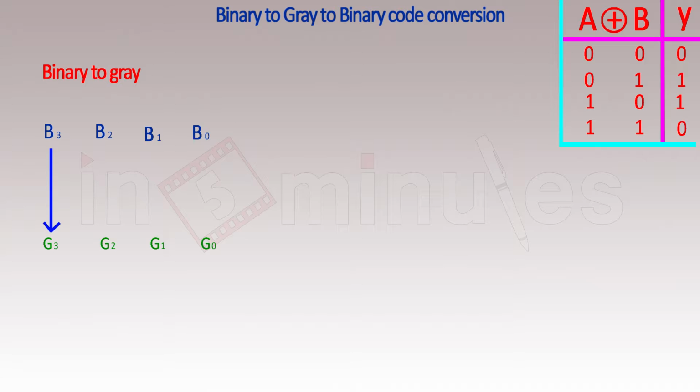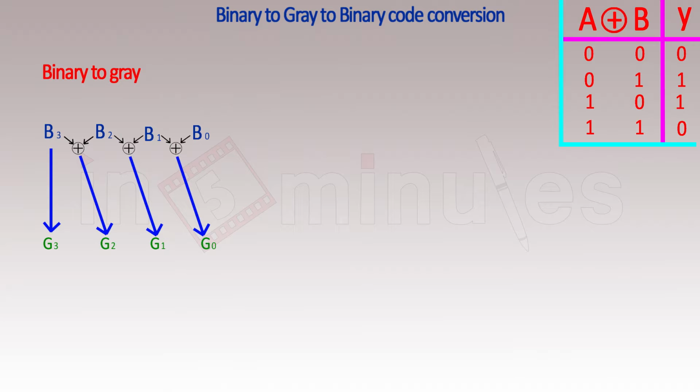To get G2, I need an XOR operation between B2 and B3. So the XOR operation between B3 and B2 will give me the bit G2. A similar operation will be performed for the XOR operation between B2 and B1, and the output is nothing but your bit G1, and at last B1 XOR with B0 will give you G0.